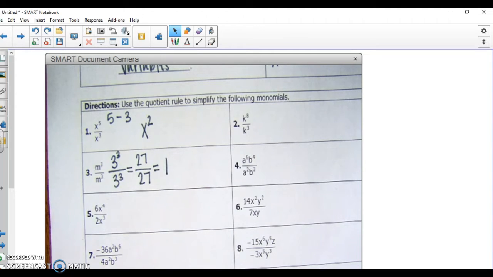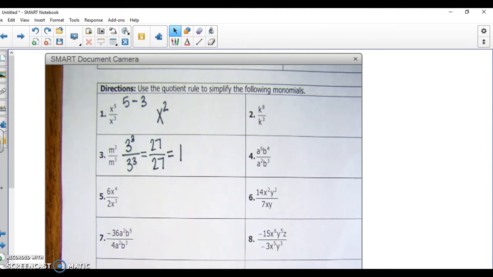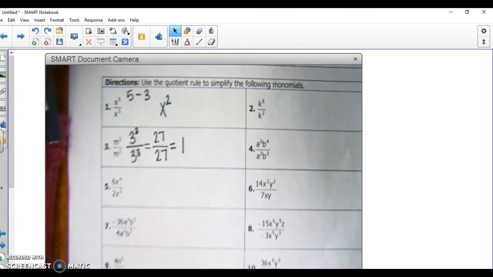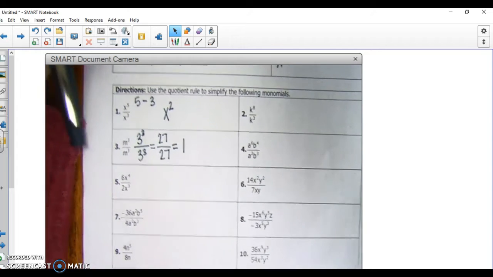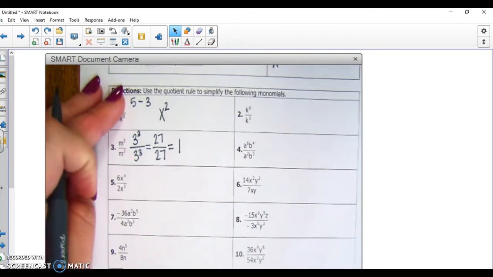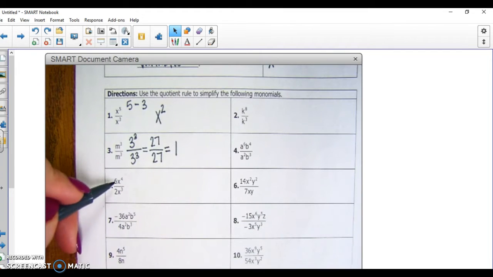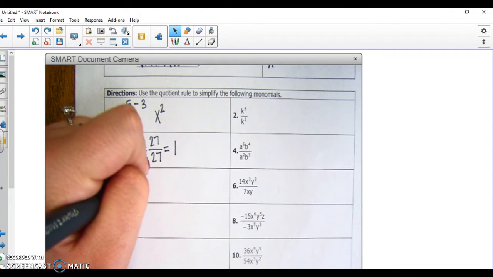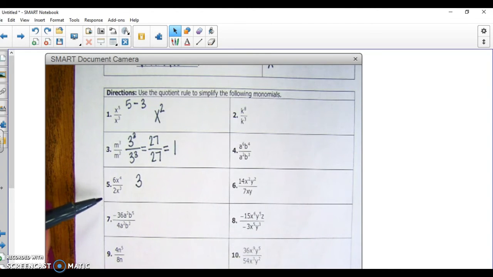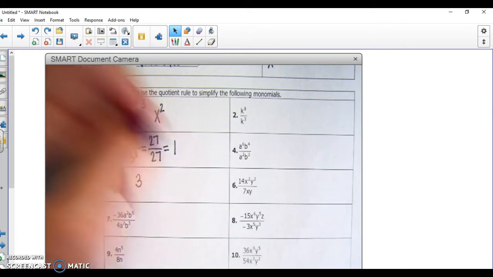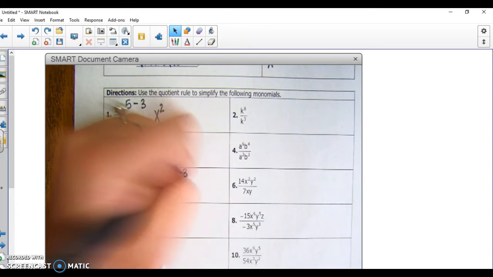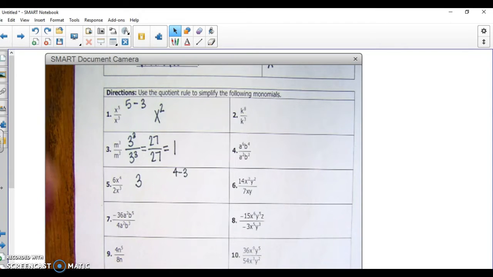Alright, so if you look at one like number 5, we have 6x to the 4th divided by 2x cubed. For this one, we are going to use our step 1, which is dividing the coefficients. So we have to do 6 divided by 2, which is 3. Then I have x to the 4th divided by x cubed. So when I do that, I have 4 minus 3, and we know that 4 minus 3 equals 1, so I would be left with 1x there.